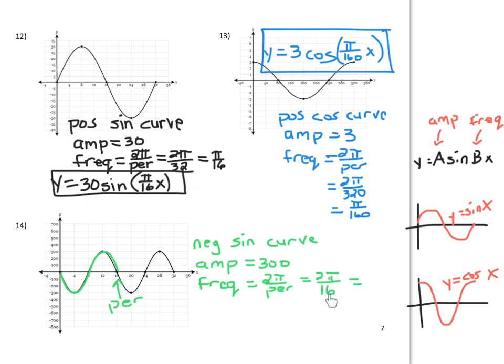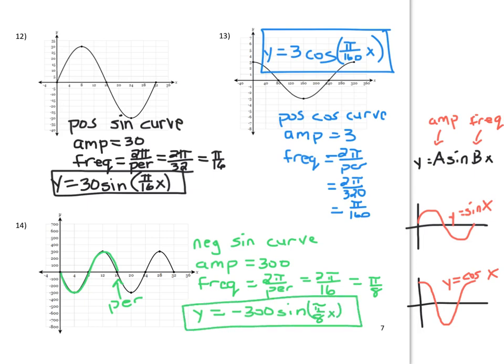And then since 2 over 16 simplifies to 1/8, that leaves us with 1 pi over 8, which is just pi over 8. All right, and from this point, do not forget to write your equation. Your equation is going to be y equals, this is a negative sine curve, so negative 300 sine of, and then let's just put our frequency in front of the x. So pi over 8 x. Okay, and I usually like to put the parentheses, but like I said before, that's your choice.